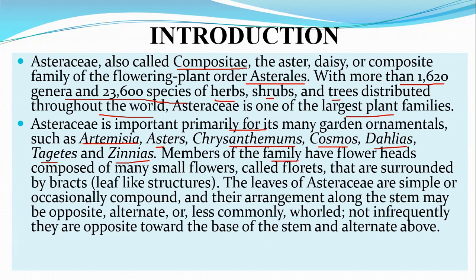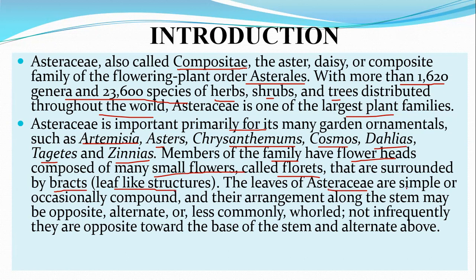The members of the family have flowers in the form of heads. So these family members have head or capitulum type of inflorescence, that is, a head composed of many small florets. It is a common type of inflorescence seen in the family Asteraceae. The head contains numerous small flowers called florets, surrounded by bracts. Bracts are nothing but small leaf-like structures.